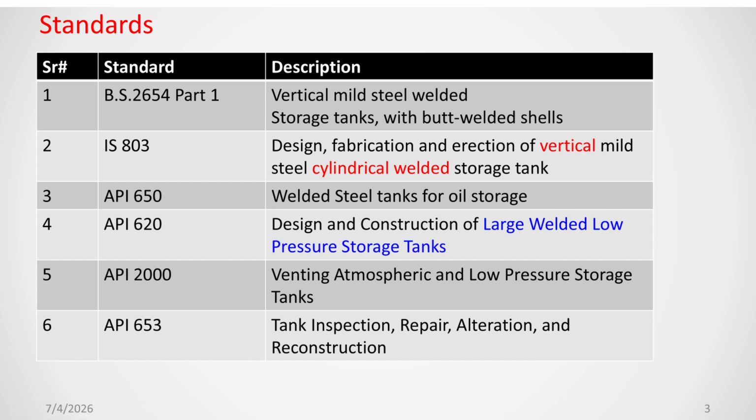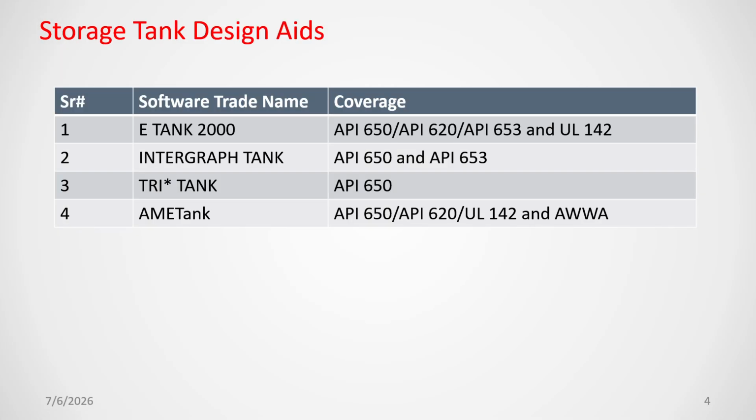And API 653 is for tank inspection. If you want to do tank inspection, repair, alteration or reconstruction, then you have to refer to API 653, and they have specified everything for repairing, how to do the repairing. If you go through this standard, you will get everything for repairing. So you cannot do it your own way. That is the standard available for manufacturing, repair, everything.